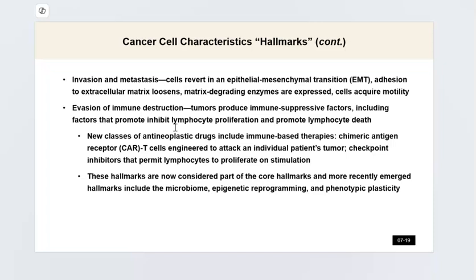We have a lot of different drugs now that are working with our immune system to turn it back on. So we have these CAR T drugs, which are great, and they're chimeric antigen receptor T cells, and they work to attack an individual patient's tumor, and they're going to find the checkpoint inhibitor that permits the lymphocytes to proliferate on stimulation. And now we have immune therapy, very much considered a hallmark of cancer treatment, because we know that when we can target some of these things, we can now be effectively killing the cancer cells.